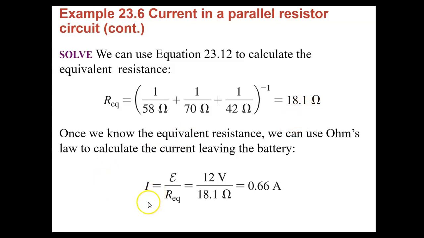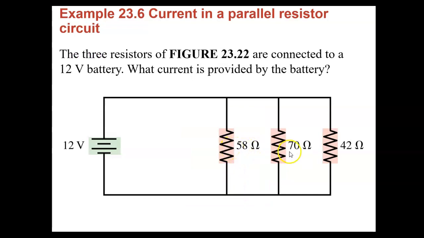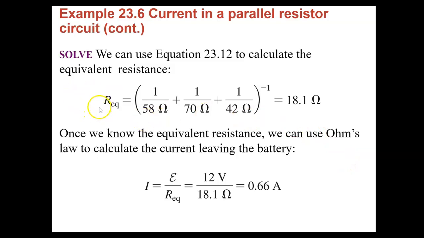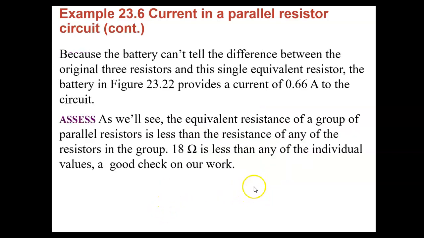So current, because current is EMF, the voltage, divided by resistance, our potential difference here is 12 volts, coming out of our battery, divided by our resistance of 18.1 ohms. Which means that the total current moving through this system is 0.66 amps. So 1 over 58 plus 1 over 70 plus 1 over 42, take 1 divided by that gets us our equivalent resistance. Voltage divided by equivalent resistance gets our current. So that means that coming into the branches and going out of the branches, it's 0.66 amps of current.